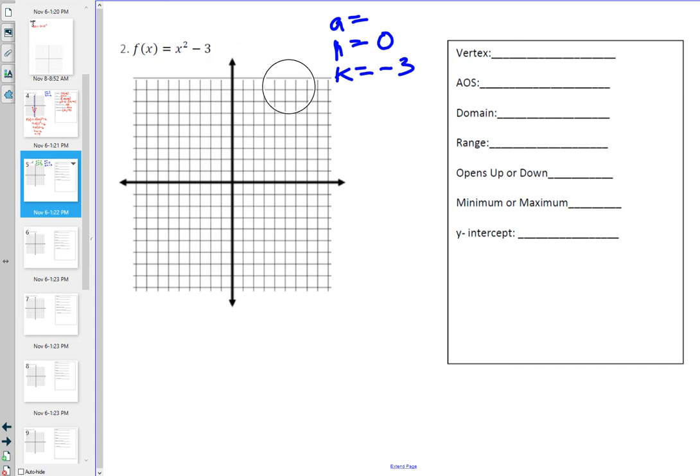So let's see how many questions we can answer without graphing. Do we know where the vertex is going to be? What was A going to be here? 1. This is going to work out great. It's going to be at 0, negative 3. Good. Where's my axis of symmetry going to be? X equals 0.